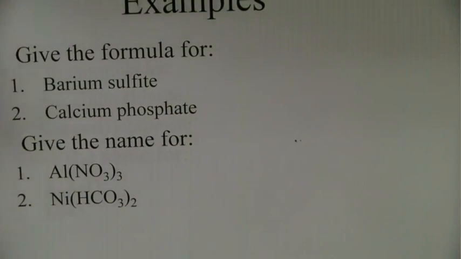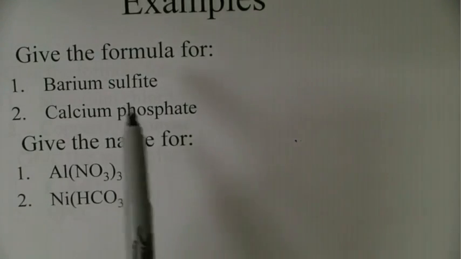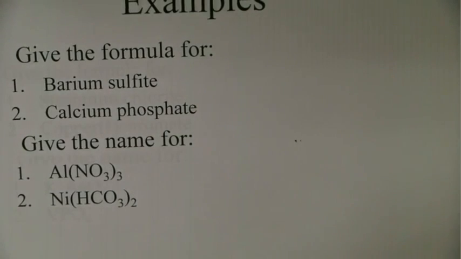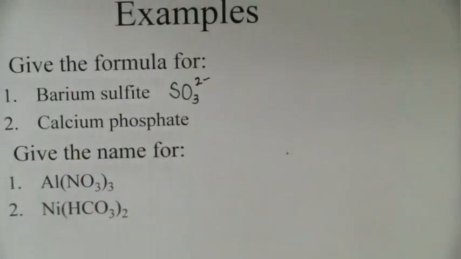All right, so barium sulfite. You all have your polyatomic chart. Honors, for right now, I'm going to tell you what sulfite is. Sulfate and phosphate are 2 that you are going to have to memorize, and we're going to get to that very shortly. So for now, I'm going to write it next to it. Sulfite is SO3 with a -2 charge.